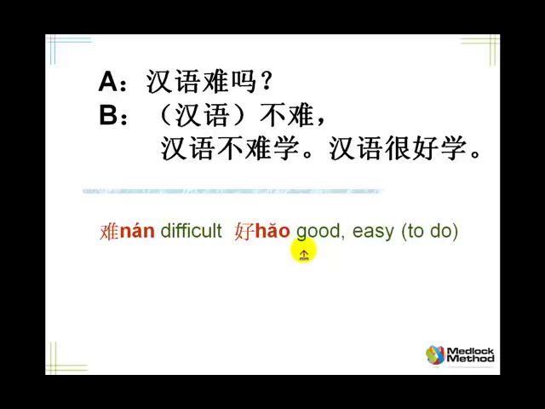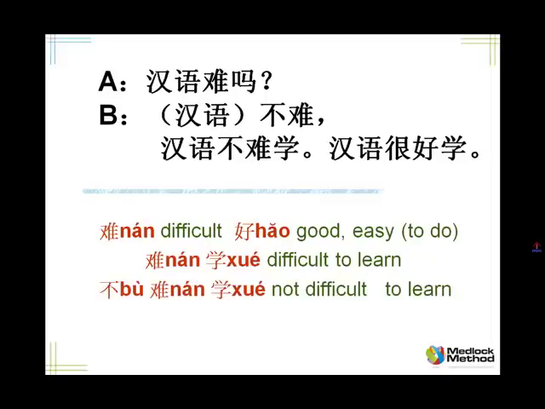难 here means difficult, and this 好 appears again. 好 here means easy. So 好 is a word that can be used in many different ways. It means good, it means so, as we had a couple of lessons ago, and here it means easy to do something. So 难 means difficult, 好 means easy. 难学 is difficult to learn, and 不难学, of course, not difficult to learn. And 好学 means it's easy to learn. So 汉语不难学, Chinese is not difficult to learn. 汉语很好学, Chinese is not only easy, very easy. Listen and repeat, please.